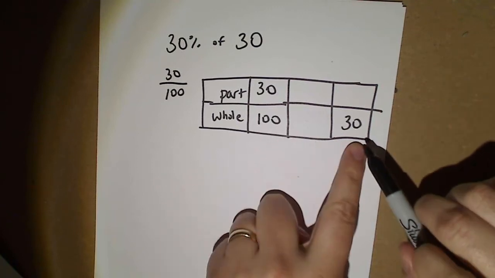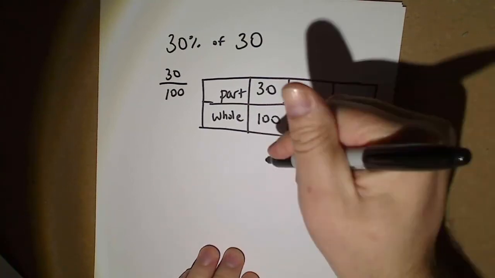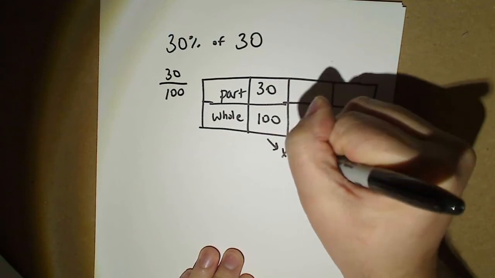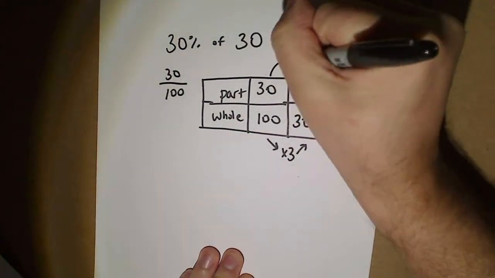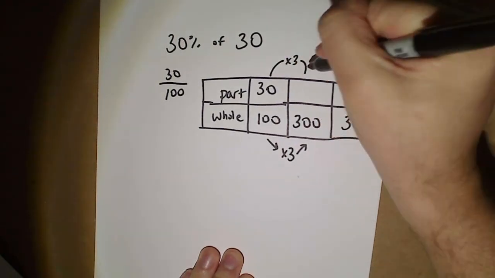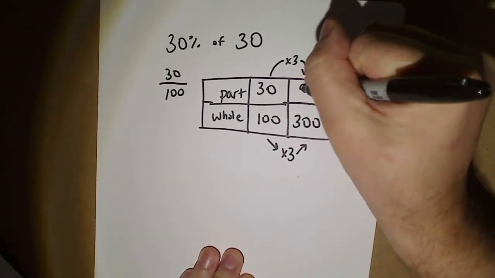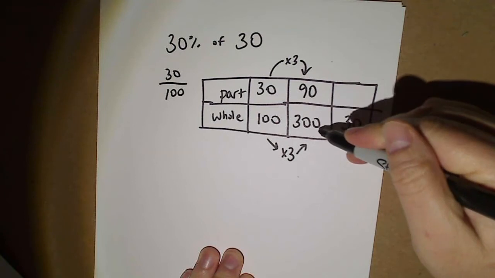Now in the end, I want to end up with 30. So I'm actually going to take this number and multiply it times 3 to get 300. I'll do the same thing up here, multiplied by 3. 30 times 3, that's 90. So now I have 90 out of 300.